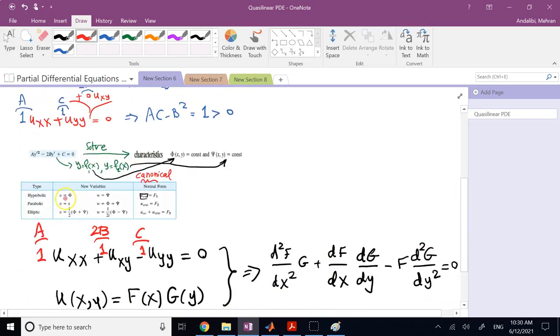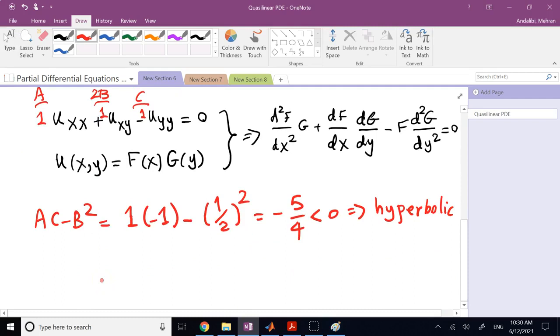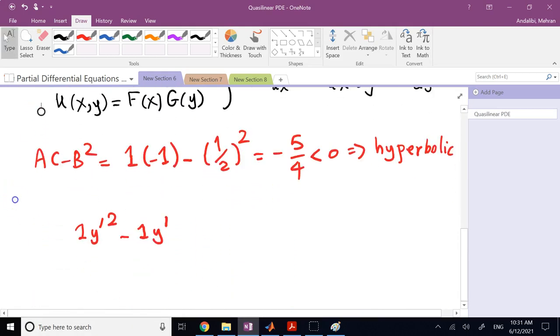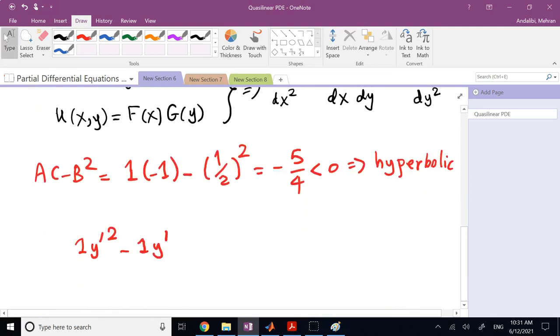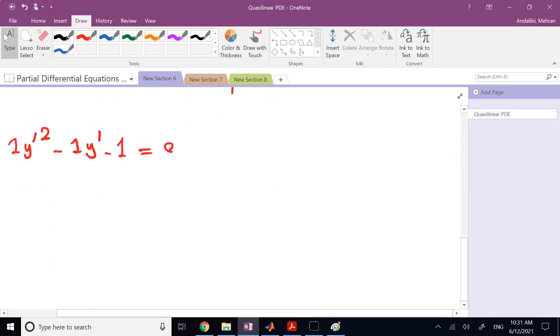And for hyperbolic, I can directly use those characteristics. I'm going to find phi and psi, one of them to be v, the other one to be w. But first, I need to solve this quadratic ODE, where a is 1, so it is going to be 1 y prime squared minus 2b, so minus of that number times y prime, and then plus c, which is also negative 1, correct? Plus c, and c is negative 1, is equal to 0. So this is what I need to solve. Now, this is a quadratic equation. The first thing I can do is solve it, just considering y prime to be any variable.